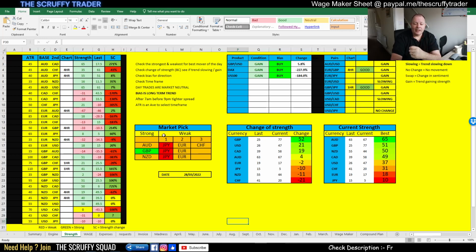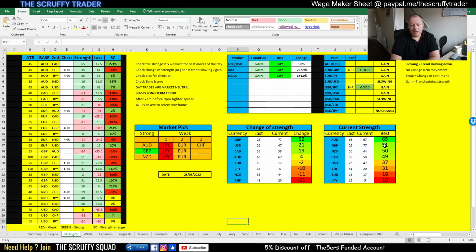Okay, and then it comes across to this section here, and this works out the best of the pairs to look at, and it's based on the strongest. So as you can see, the Aussie's at the top versus the JP, and then the next one you would look at would be the Aussie Euro, Aussie Swissy. If you don't like any of them, move down to the next one. It's telling you that it's the pound versus JP. And again, you can go through the process.